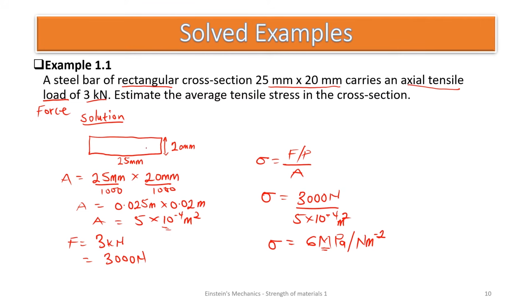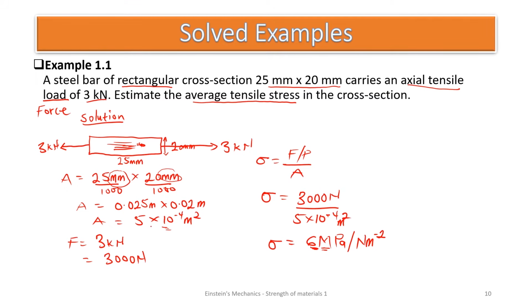It is very simple. You have to know your area. It says calculate the average tensile stress. So let's assume the bar was in tension. The force was 3 kilonewtons, stretching the bar. We want the stress induced in the bar, and we got it at 6 megapascal. That was a huge stress in the bar. You have your area. Remember to convert to meters by dividing by 1000.